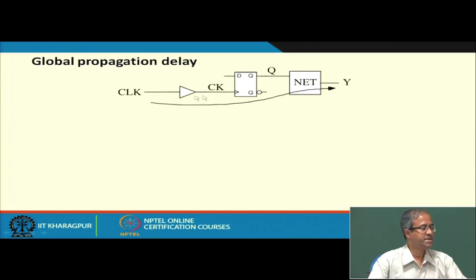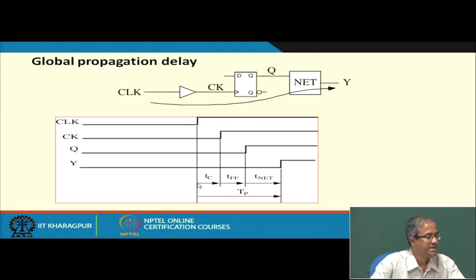Now global propagation delay, again, say from a circuit like this, if there is a network which is driving, you have to take the output like this, then you have to sum up the delays of all the subcomponents. Tc will be the delay of this clock, Tff will be the delay of this flip flop, Tnet will be the delay of this network.